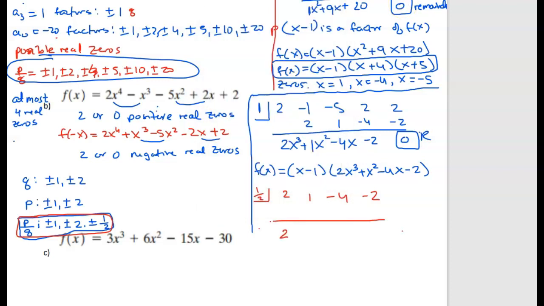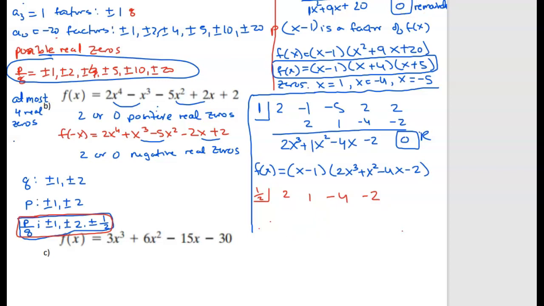We have 2. 2 times 1/2 is 1. 1 plus 1 is 2. 2 times 1/2 is 1. Negative 3. Negative 3/2. That does not give me a remainder of 0. Okay, so that doesn't work out.